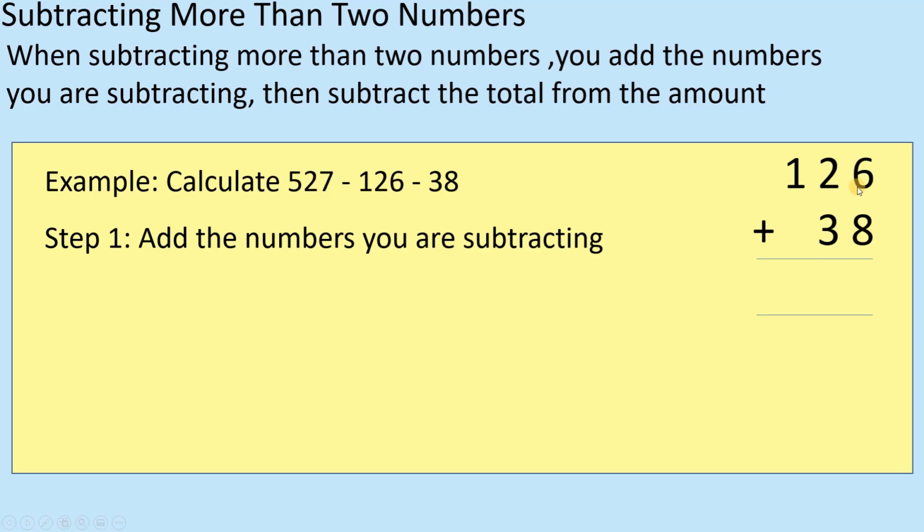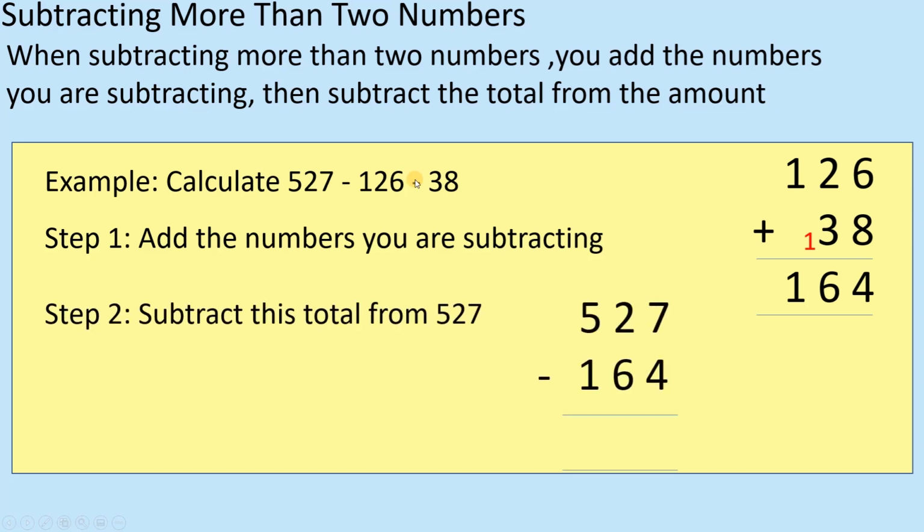When I add, 6 plus 8 is 14, so 4 and carry the 1. 2 plus 3 plus the 1 is 6, and then 1 is there. So 164 is the total of what I am taking off the 527. Now we do, like we did a minute ago, 527 take away 164. 7 take away 4 gives me 3. 2 I can't do, because I can't do 2 take away 6, so again I exchange 1 off the 5. Then you've got 12 take away 6, which gives you 6. And then 4 take away 1 gives you 3. So 363.